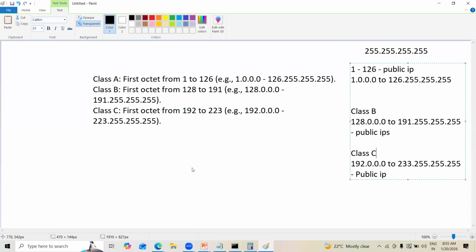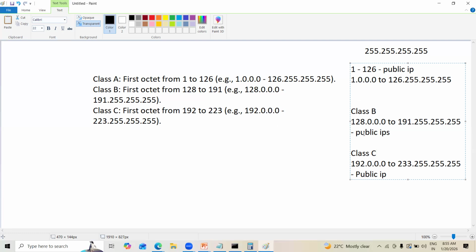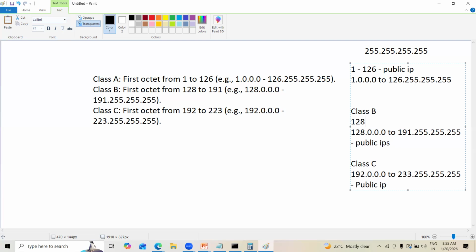My IP is 192, which is class C. The Facebook IP is class A. You can see google.com starts with 142. Where does 142 come under? Is it class B or class C? Class B, right? 128 to 191 is the range.